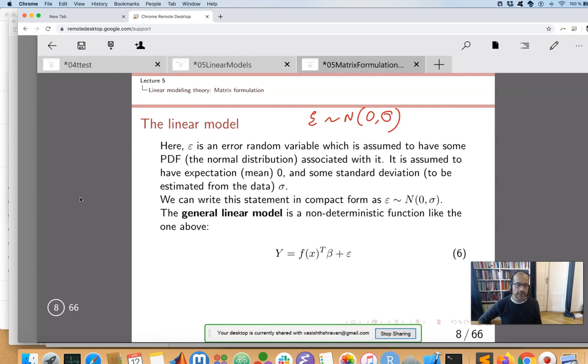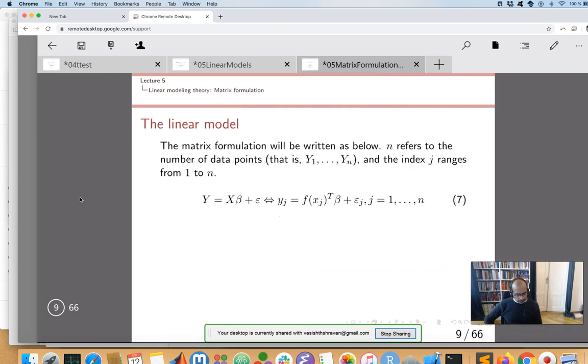So that's the general linear model, and it can be written in terms of this non-deterministic function because of the presence of this epsilon here. This is the deterministic part, the fixed part. This is the non-deterministic part, the varying part. So the linear model is basically a non-deterministic function in this sense.